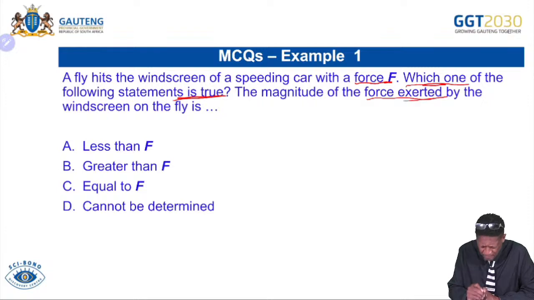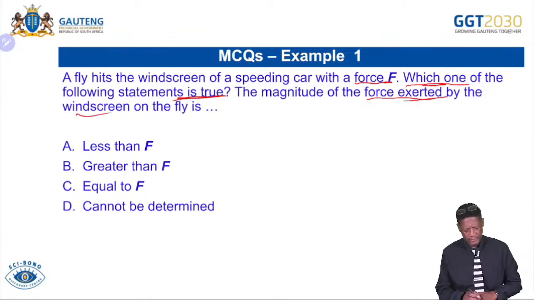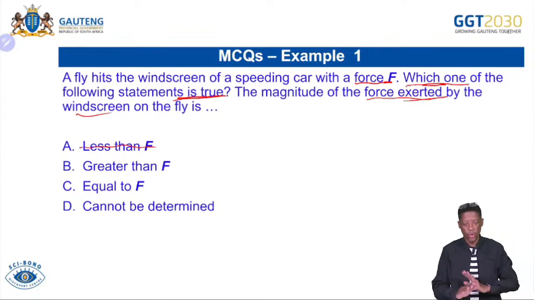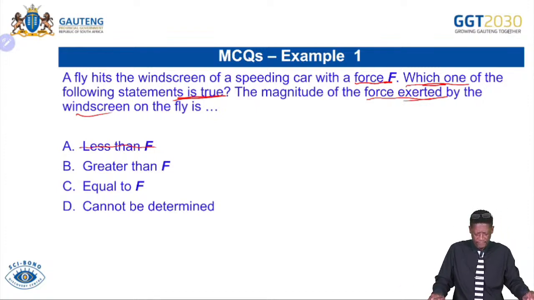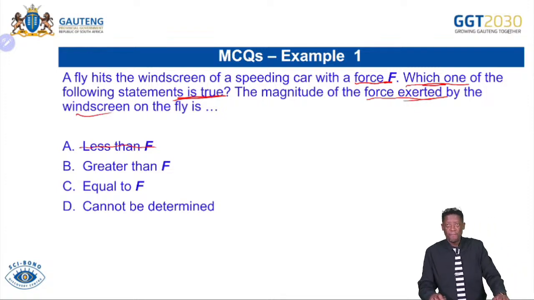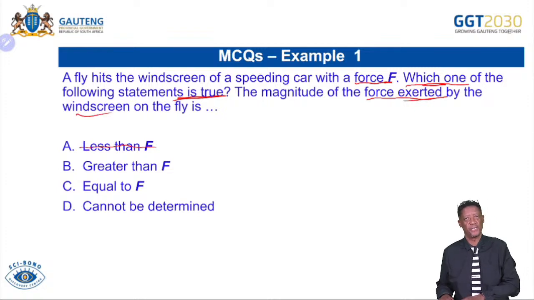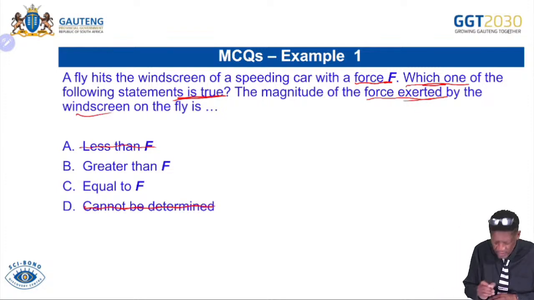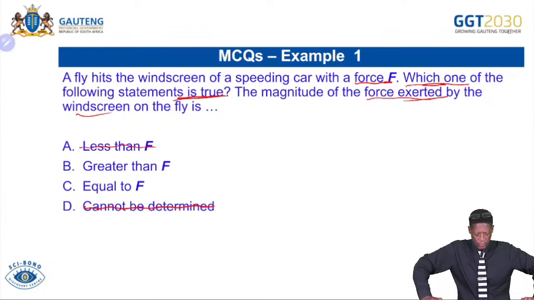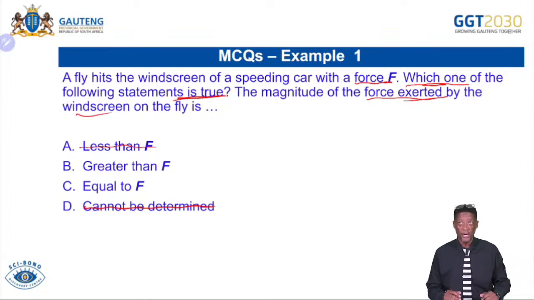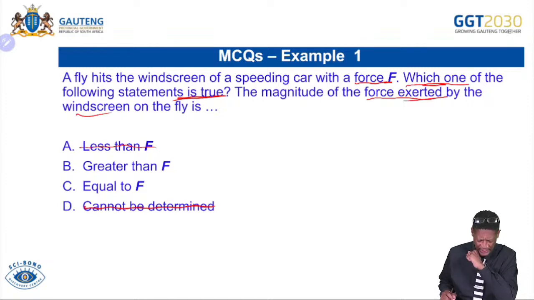The magnitude of the force applied by the windscreen cannot be less than F. Right? We agree. Cannot be less than F. You cannot say the magnitude of the force cannot be determined. The force can be determined. We can calculate the force and get what force it is. So saying it cannot be determined is wrong. Now we have eliminated the two. Remember I said the process is for elimination. Now we are left with the two. We must find the correct answer.